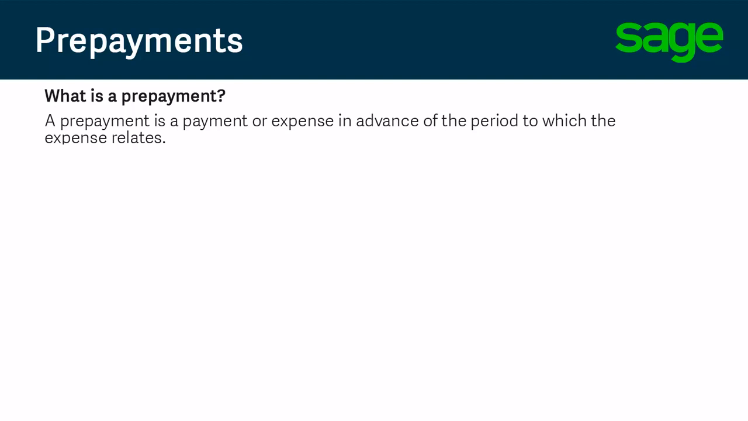Now, there are many examples of these, including things like rent and insurance, where you're basically paying up front. So it doesn't just cover the period in which the expense is paid or incurred, but it also relates to subsequent periods as well and covers that period.